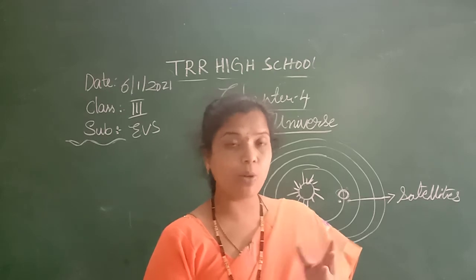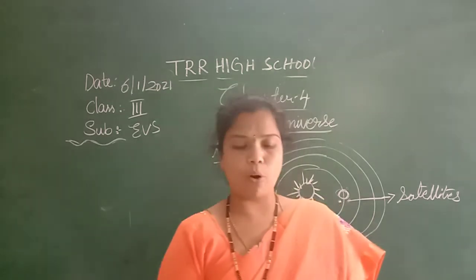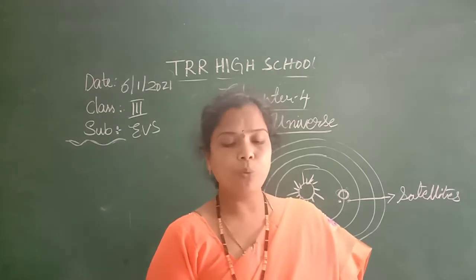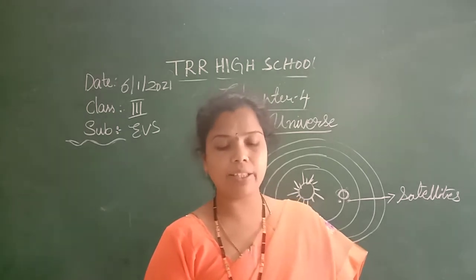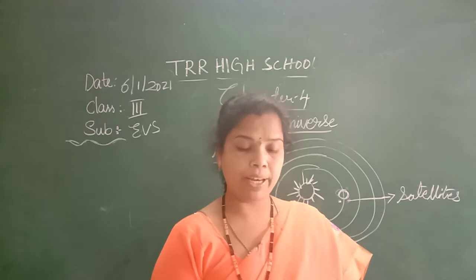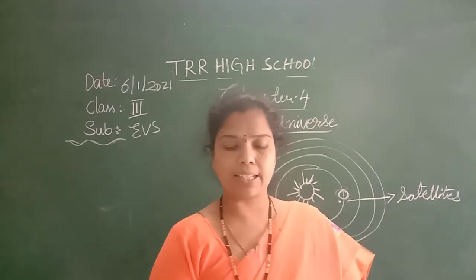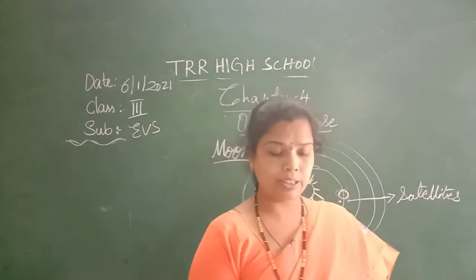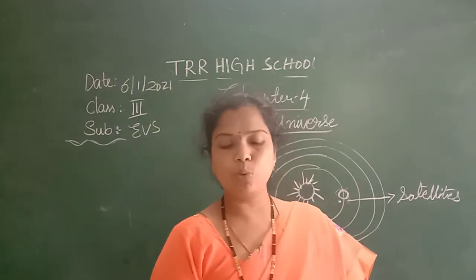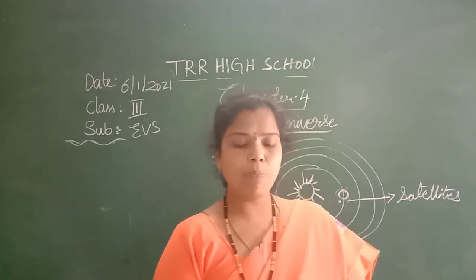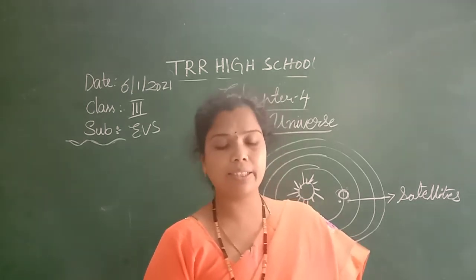Now there are a few points we will come to know about the moon. The moon is our nearest neighbor in space. It takes 27 days to complete a circle around the earth. The surface of the moon is rocky and full of deep holes called craters.